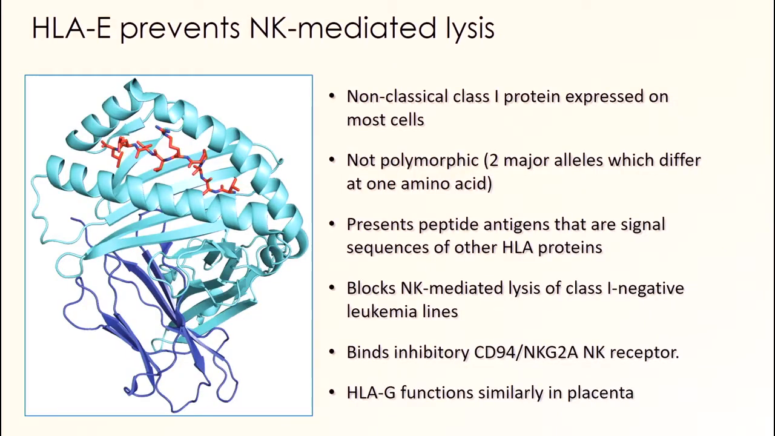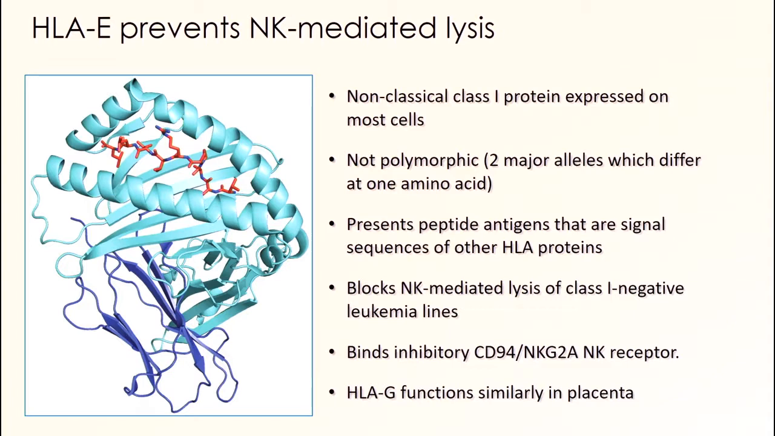The molecule, as I mentioned, that we chose for this is HLA-E. Here's a picture of it. It's like another class 1 molecule. It presents peptides. It has a beta 2 subunit. It's called a non-classical class 1 protein. It's not polymorphic, as I said, so we won't have rejection. Interestingly, it presents peptide antigens that are the signal sequences of other HLA proteins, which is why it's really the center of this missing self hypothesis, because it's actually telling you whether or not the HLA is expressed by putting these signal sequences as peptides on the surface.